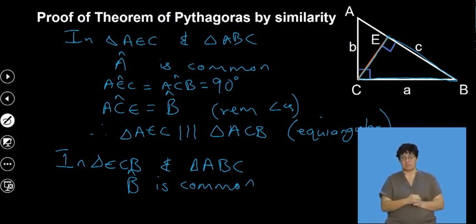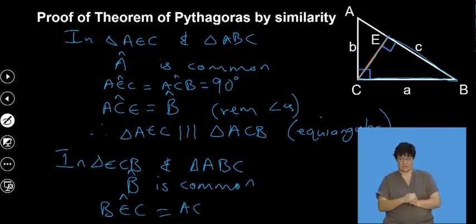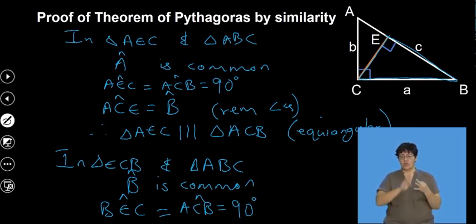So that will make angle BEC equal to angle ACB, and this is equal to 90 degrees. Then you know the third angle will be equal, and the third angle, according to the two triangles, will be angle ECB, which will be equal to the angle A, and my reason will be remaining angles. And then you can claim that the two triangles are equiangular as well, right?